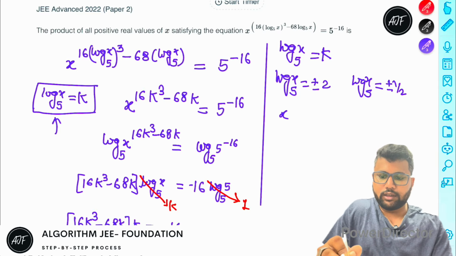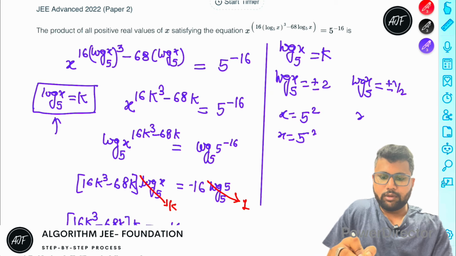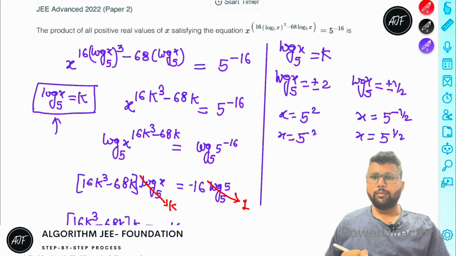Meaning x is equal to, if you're shifting to this side, then power 2, so x is equal to 5 power minus 2. Same, x is equal to 5 power minus 1 by 2, or x is equal to 5 power 1 by 2. Both cases are possible.